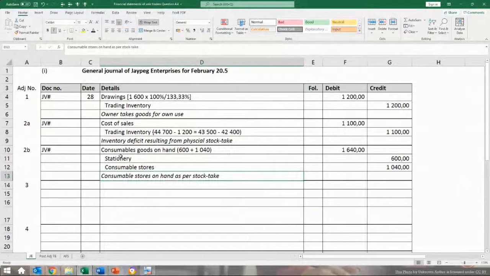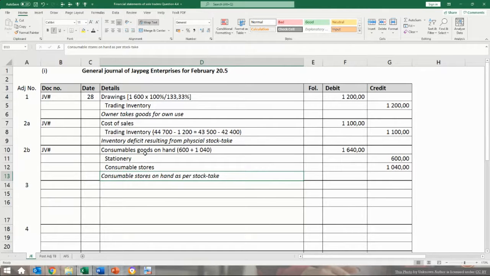So when you do the entry, you create an asset account, which is your consumable goods on hand. That is the name of the account. And we include all types of consumables that we have on hand into that account. So that's why we've added the 600 and the 1,040 together.